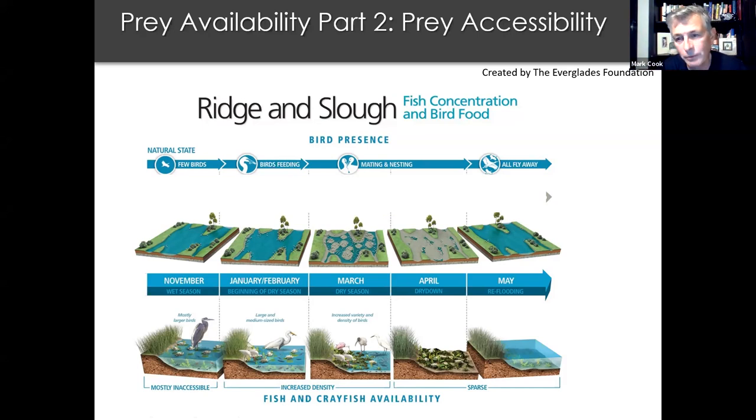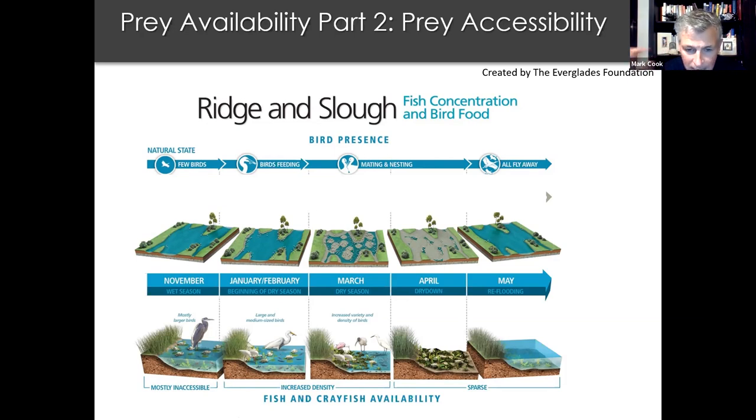And the Everglades is a low productivity system. It has low nutrients. It's not great for producing fish. So we need this sort of dry down mechanism to be able to concentrate prey and make them available to the birds. And that's what we're seeing as we get shallower and shallower, the water gets lower and lower, the prey become more concentrated. And it's at this period where we start to see these birds really beginning to feed in large numbers, starting to nest, because they have the right amount of prey densities to be able to feed their youngsters.